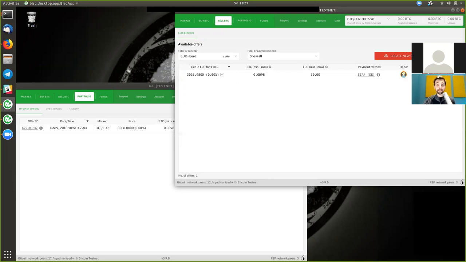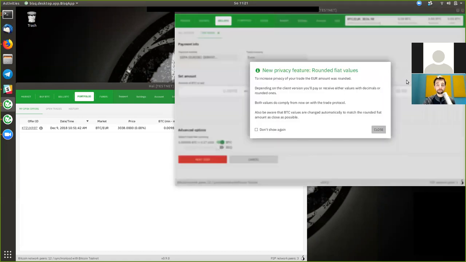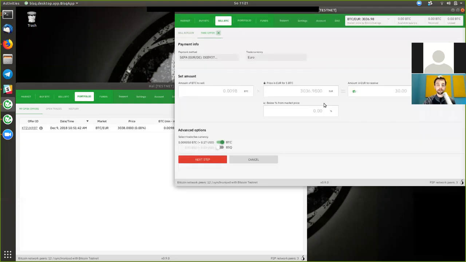So if Satoshi decides to take this offer, he again gets this notification that there is a rounded fiat value, right, to 30 bucks. And if the order were bigger, he could set a specific amount. So if he does not want to buy or sell that much Bitcoin, for example, if the entire order was one Bitcoin and he would only want to sell 0.1 Bitcoin, he could specify this here.